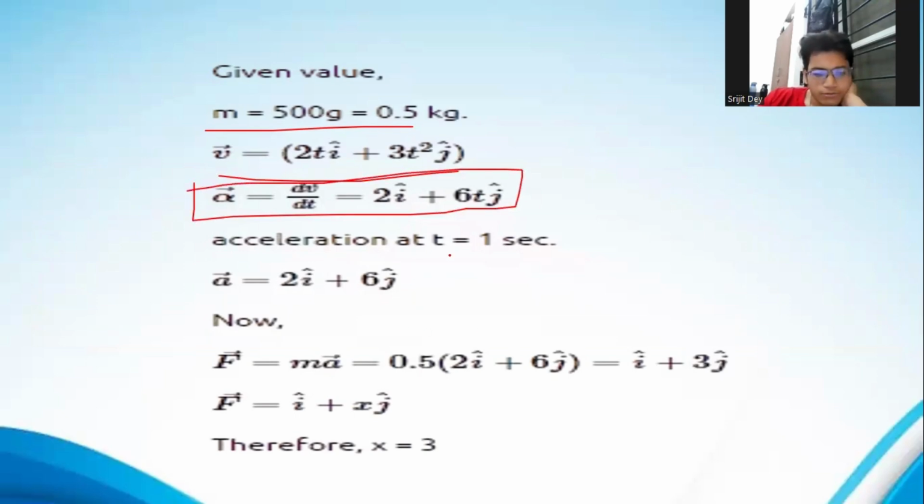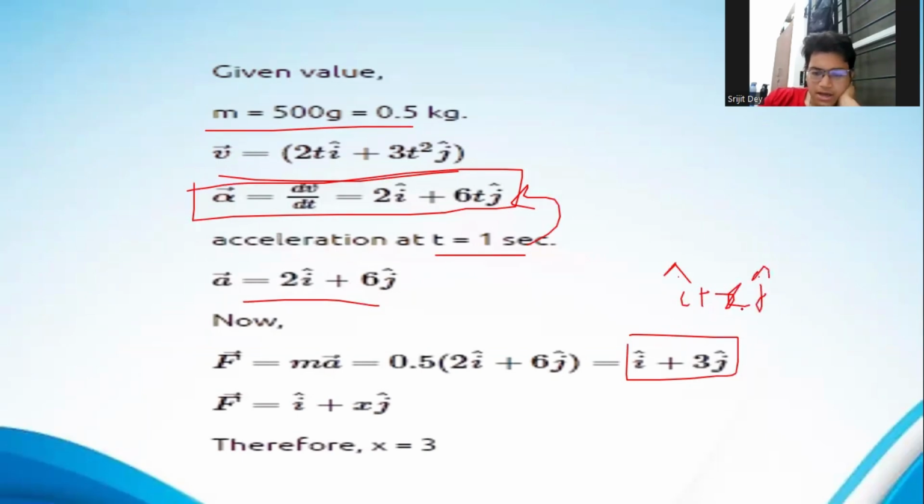On doing that, it was given at t equal to 1 second. You just put the value of t over here. You get your acceleration. On getting the acceleration, you multiply it with the mass, which gives I cap plus 3j cap. Now you compare it with the given I cap plus xj cap. Thus, on comparing, you will get x equal to 3.